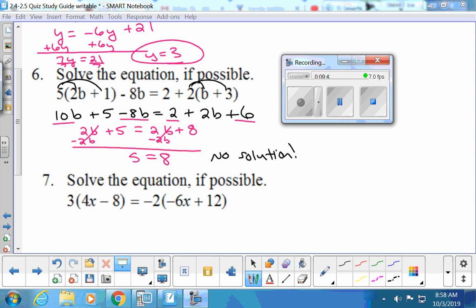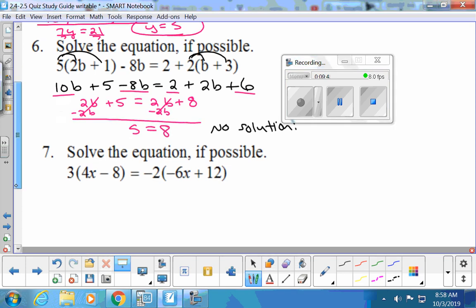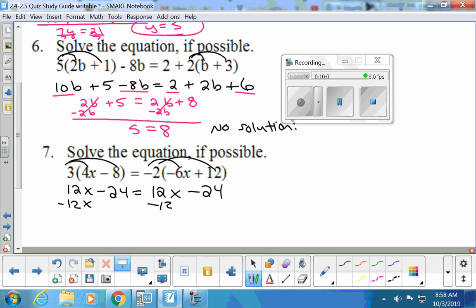All right, 7. We're just going to keep plugging along as the class because I just don't want to run out of time. We'll have 12x. We'll have negative 24. Negative and a negative will be a positive 12x. And a negative and a positive will be a negative 24. I think this is one as well. That's going to be a weird answer. What happens when I go to get my 12 x's together? I messed up somewhere?